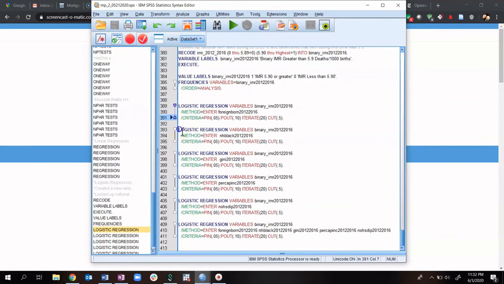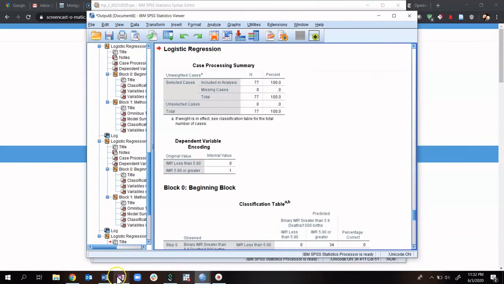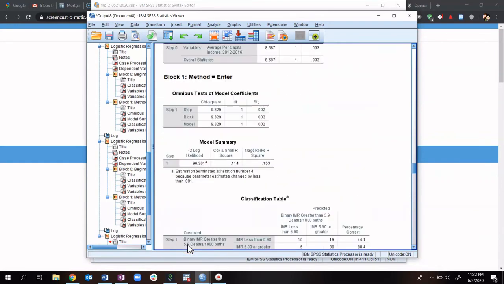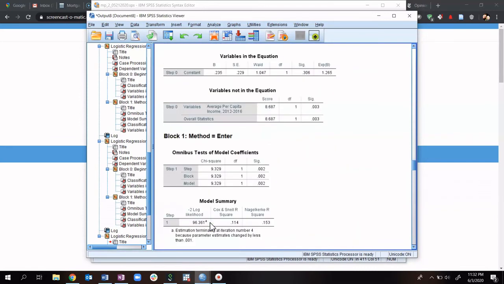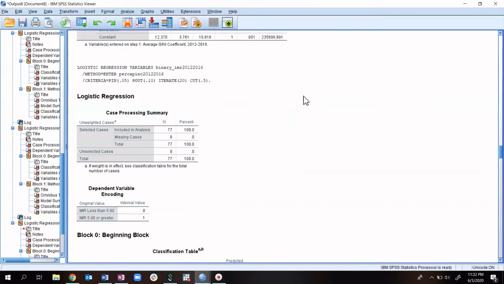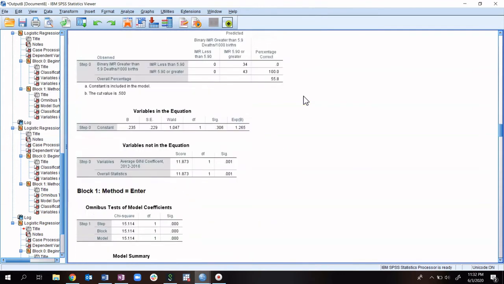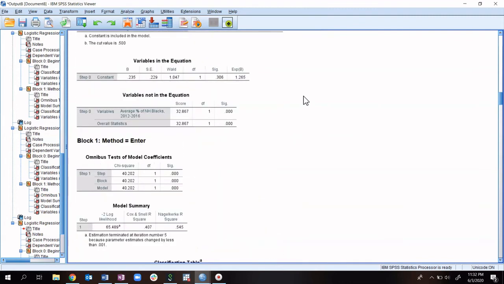So that's our first one. Let's run all the others. Okay. All right. So kind of the same deal with the output. It's probably not going to be very useful for me to whip through this and explain it, but here we go. So by per capita income, this is Gini coefficient. This is average percent of non-Hispanic blacks.